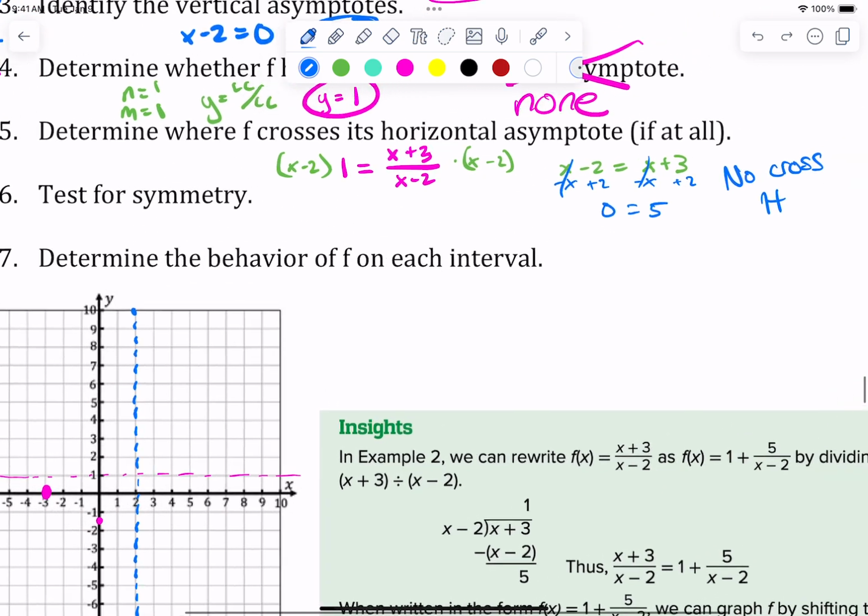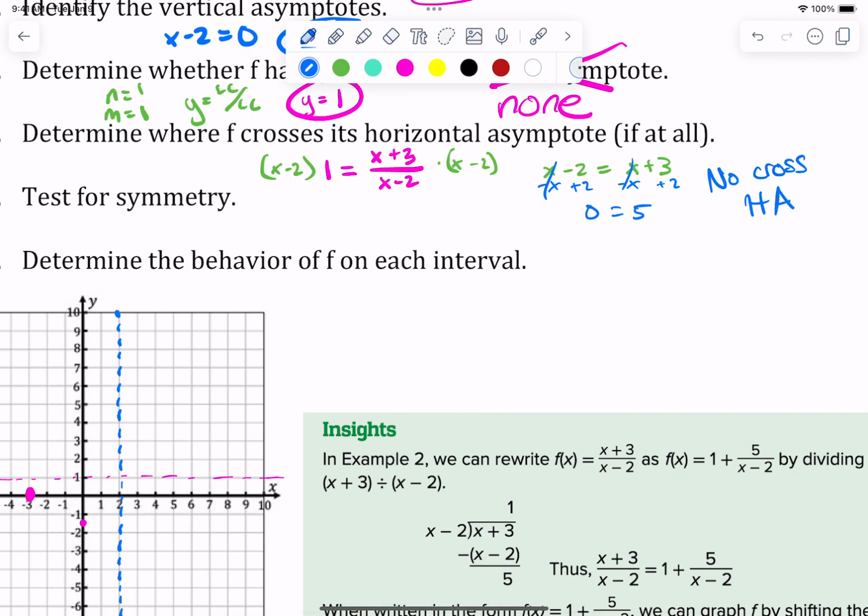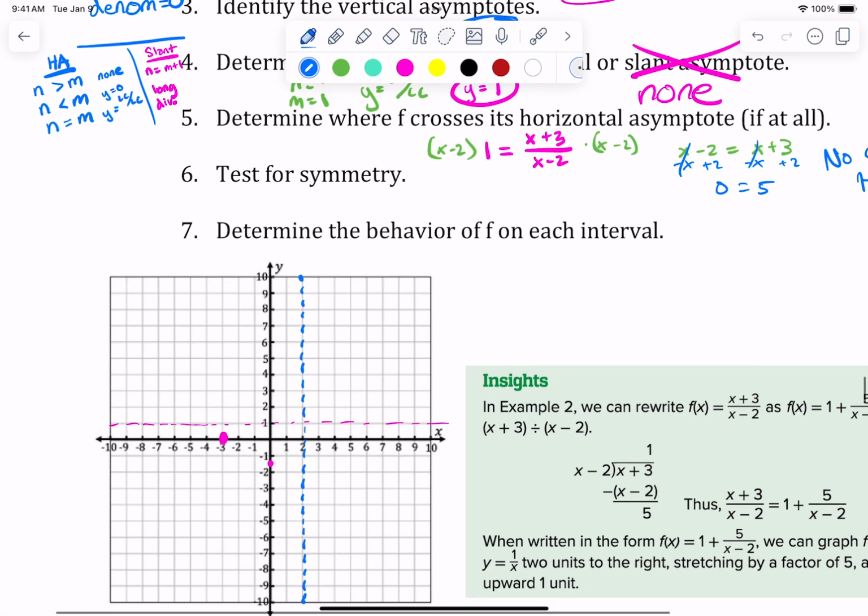If it has a slant asymptote, then the slant asymptote equation is equal to the original. No, because it won't ever cross the slant. The only time you have to do that is if it crosses an HA. It won't cross a slant, and it won't cross a VA either. So it won't cross a VA or a slant, but it could cross a vertical or a horizontal asymptote.